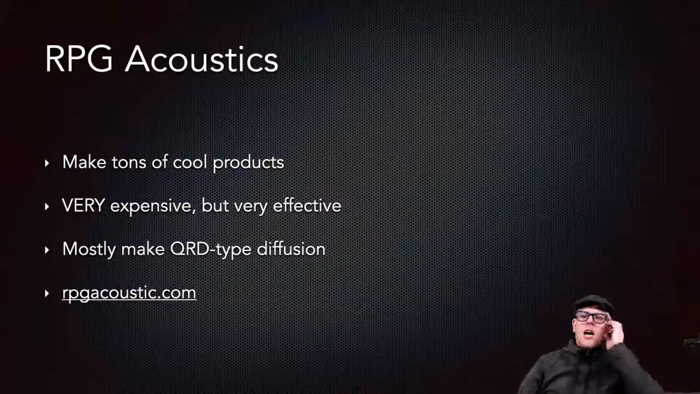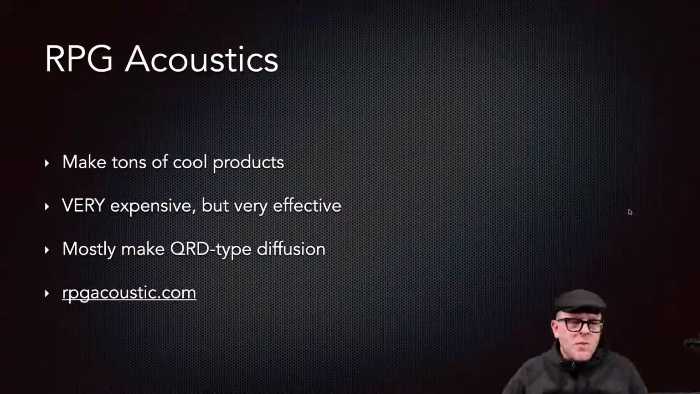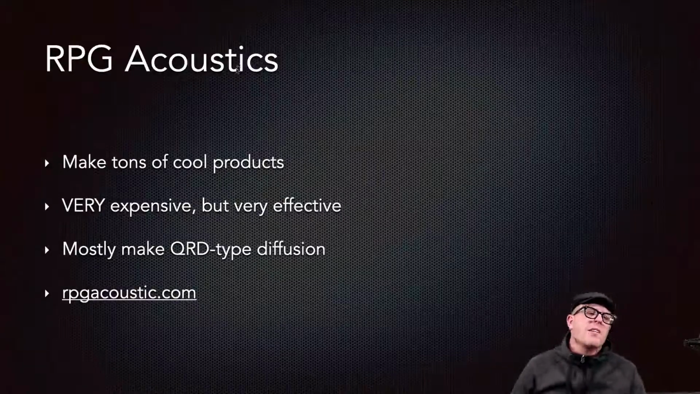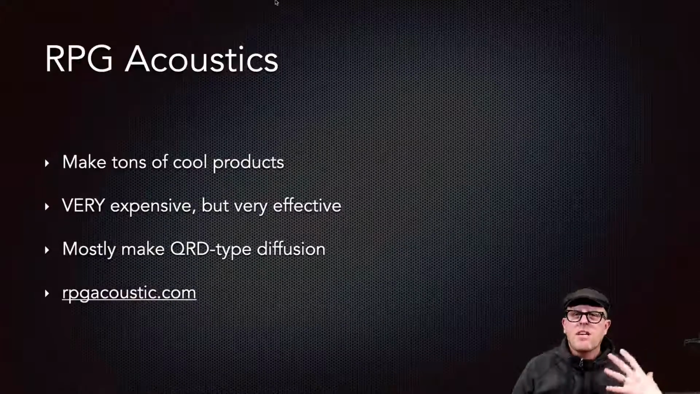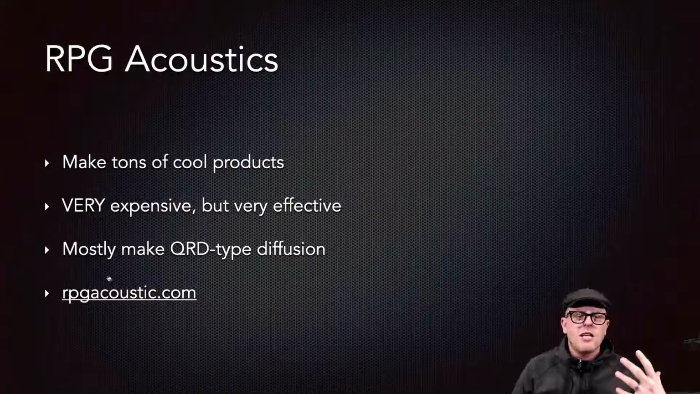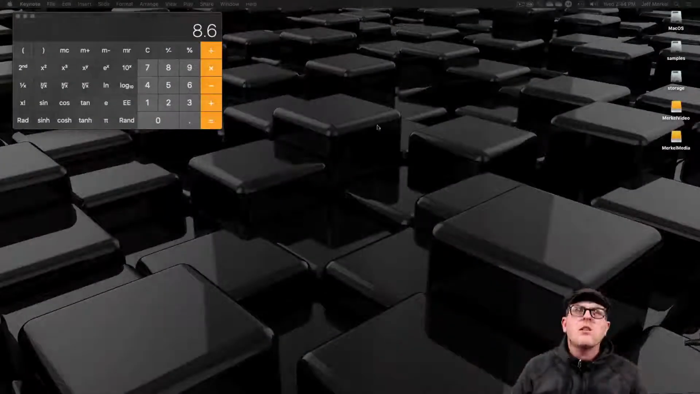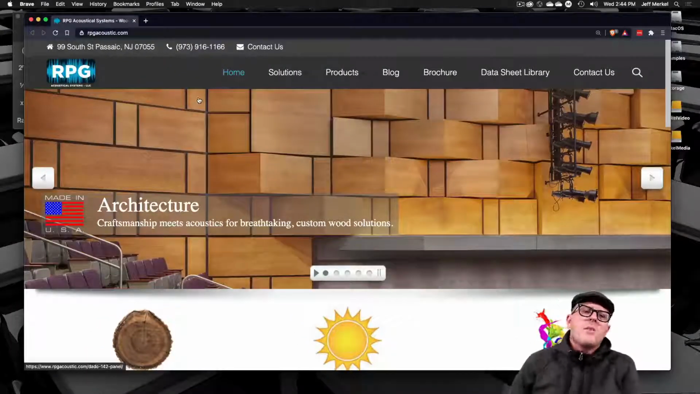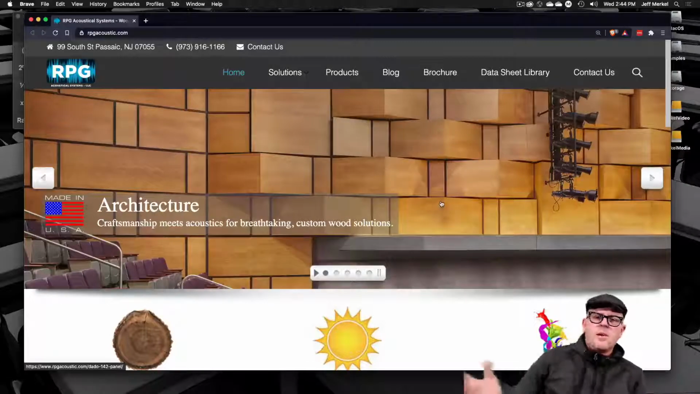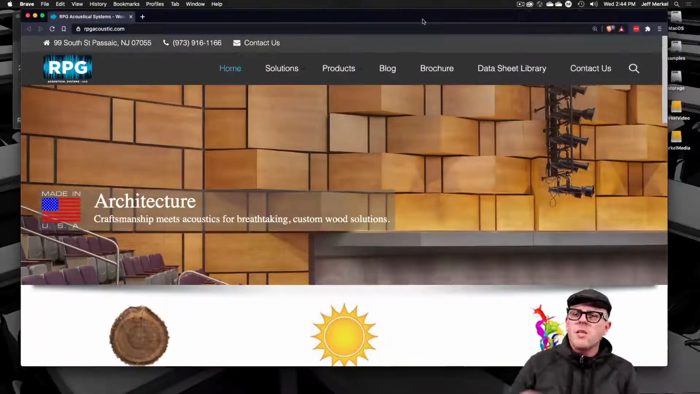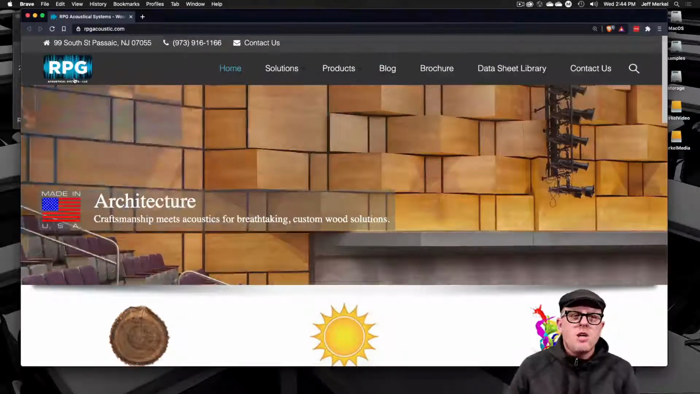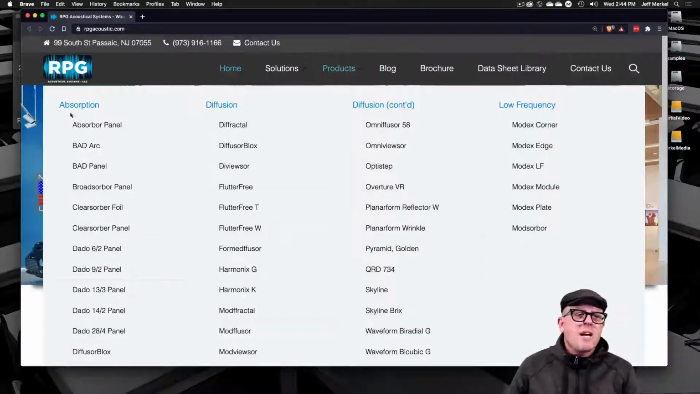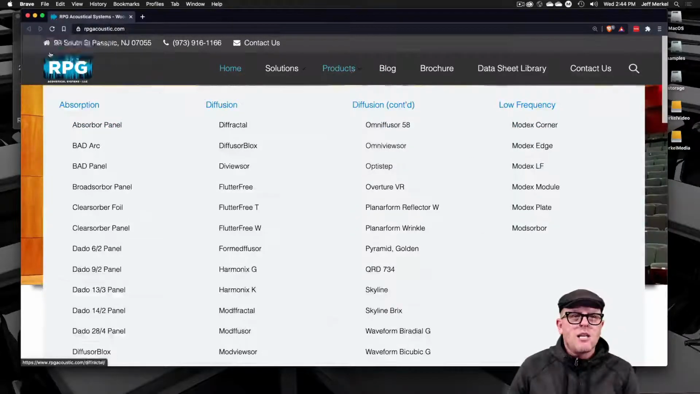So let's take a look at some of these commercial applications of these things. They have a bunch of different diagrams in the book that go through and talk about this, but I find it easier and cooler to actually go look at their site. So if we go to RPG Acoustics here, RPG is, I would say, the reigning champion in terms of the developer of these things. So when you see these built, RPG is huge. They're really expensive, but they make really nice products here. So they make absorption, diffusion, and low frequency type stuff here.